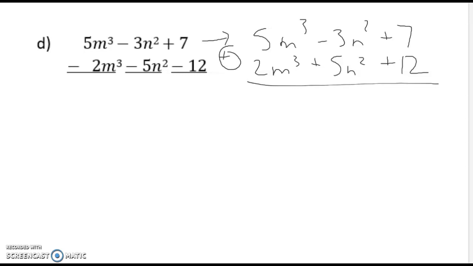Okay, now we're just going to add these all up. So 5m cubed plus 2m cubed gives us 7m cubed. Negative 3n squared plus 5n squared, so 5 minus 3 gives us positive 2n squared. And then 7 plus 12 gives us 19. So positive 19. And that is your final answer.